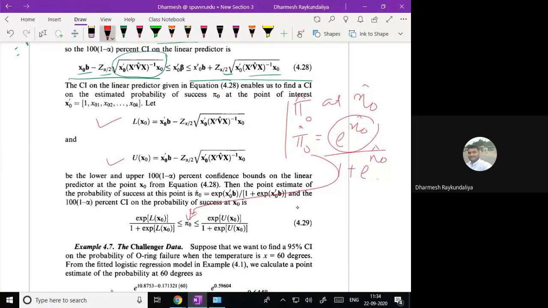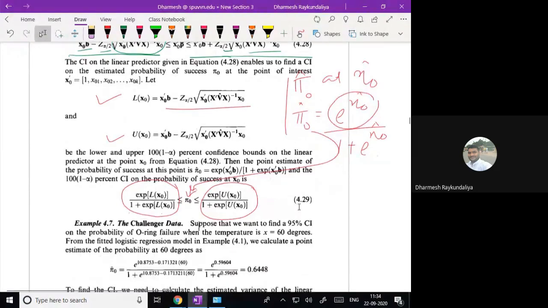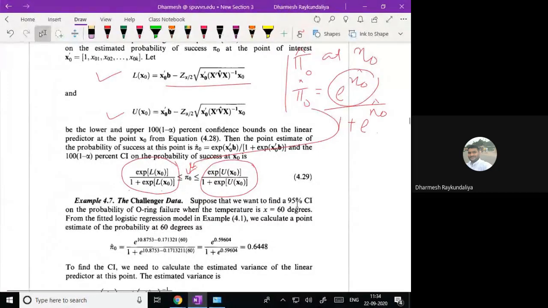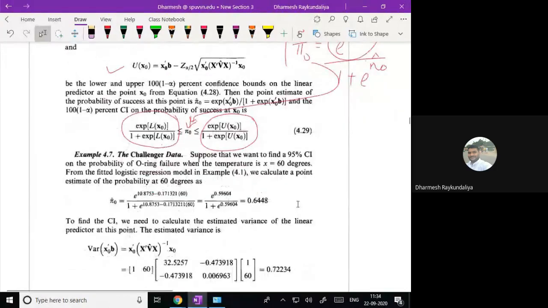What is the lower bound? It is the exponent of the lower limit of the linear predictors divided by 1 plus the exponent of the lower limit of the linear predictors. It is giving the lower limit of the estimated probability at a given value of x0. And similarly, this is the upper limit of the linear predictors. See, it's very simple. If you understand the methodology, it's very simple to derive. Nothing is required to cram. If you just flow along with it, you will find it very simple to obtain. Okay, so this is the lower limit for the probability and this is the upper limit.